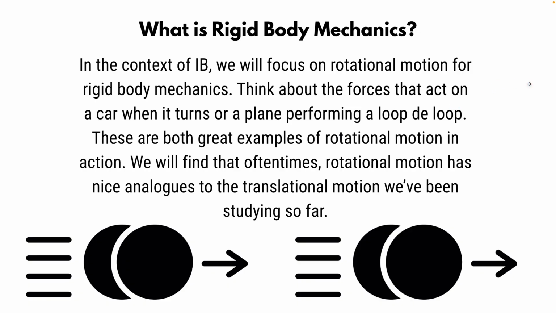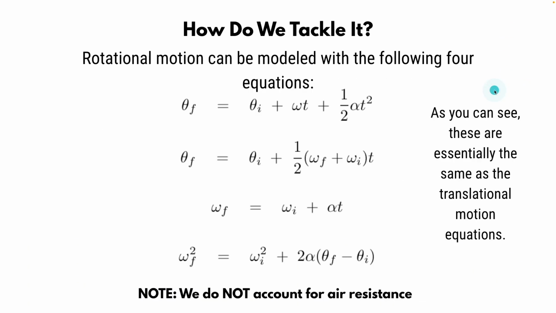Okay, so what is rigid body mechanics? In the context of IB, we're going to focus on rotational motion for rigid body mechanics. Think about the forces that act on a car when it turns, or a plane performing a loop-de-loop. These are both great examples of rotational motion in action. We will find that oftentimes rotational motion has nice analogs to the translational motion we've been studying so far. We will mostly be going over the motion itself, not how it comes to be, so centripetal acceleration and that type of stuff will not be in this video.